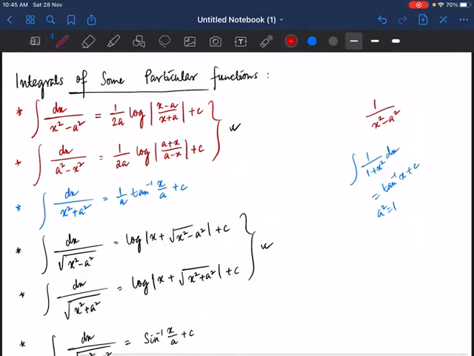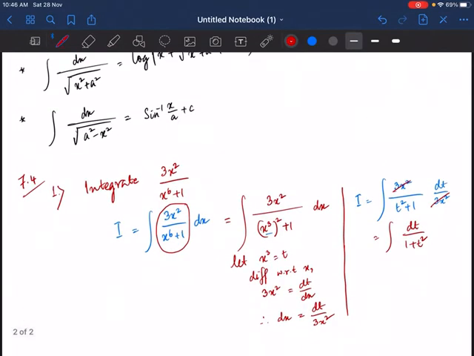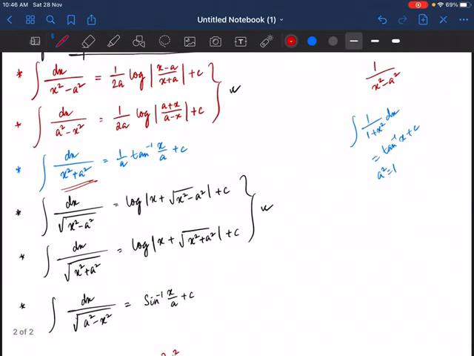Now you look at this one. It is x square minus a square. So I will just think of, here the variable of integration is x, but here the variable of integration is t. And x square plus a square, so basically it is t square plus 1 square. We can think of it like that. So we have dt divided by t square plus 1 square.